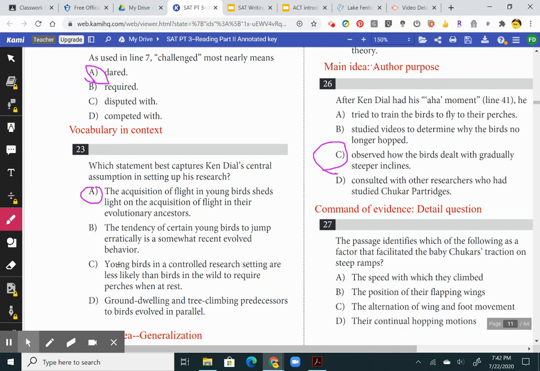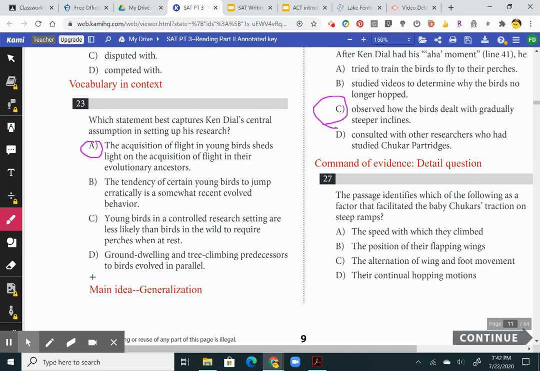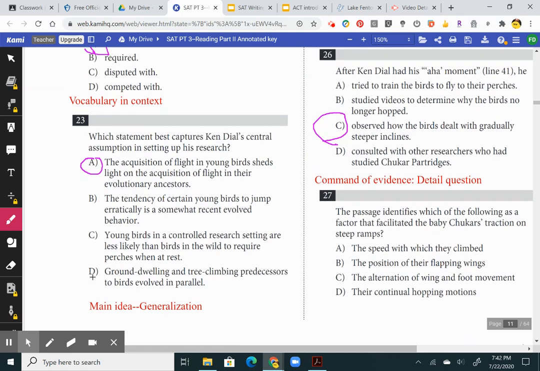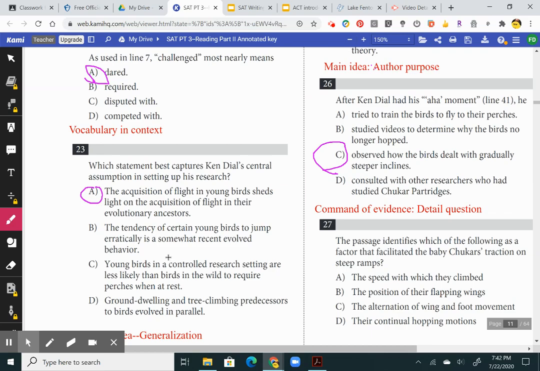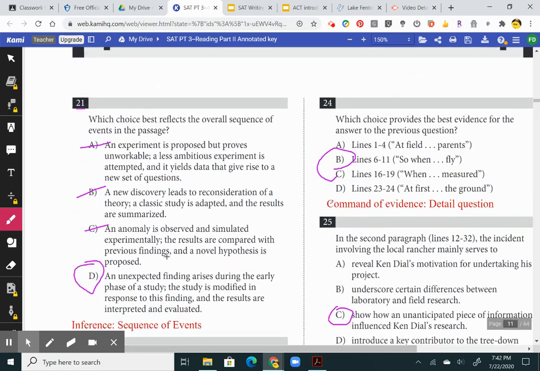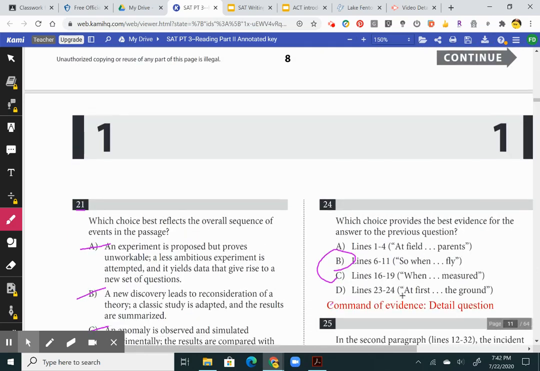That's certainly possibly true. The tendency of young birds to jump erratically, no. Young birds in a controlled research setting are less likely than birds in the wild to require perches. No, that wasn't any assumption. Ground dwelling and tree climbing predecessors to birds evolved in parallel. No. So A is our best response here. The acquisition is using young birds to study this age-old theory.